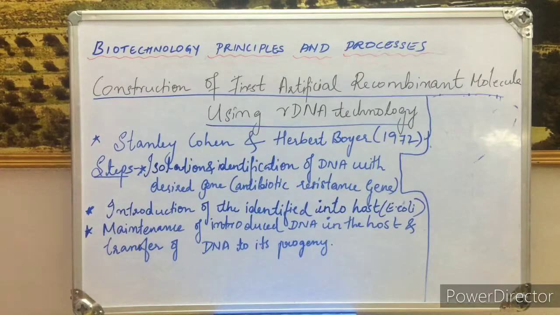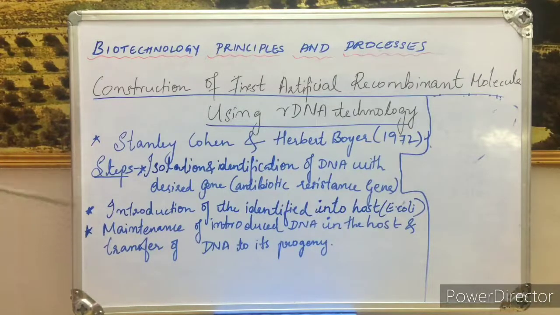maintenance of the introduced DNA in the host and transfer of DNA to its progeny. So once the vector DNA and the gene of interest are linked together, they form the recombinant DNA. If only one recombinant DNA molecule is formed, it is of no use, right? We need multiple copies of this recombinant DNA when it is introduced into the host cell, and if you are providing good nutrients and favorable conditions for the E. coli cells to multiply, then the same gene is going to be stabilized and transferred to the next generation, or its progeny, or its offspring.